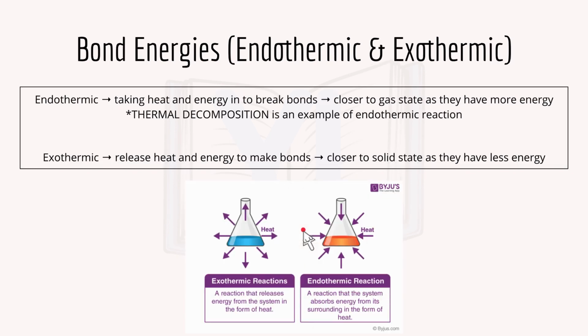Then we'll move on to endothermic and exothermic for bond energies. Endothermic is taking heat and energy in to break bonds, and the closer to the gas state, they have more energy. Thermal decomposition is an example of an endothermic reaction. An exothermic reaction releases heat and energy to make bonds, and they're closer to the solid state as they have less energy.